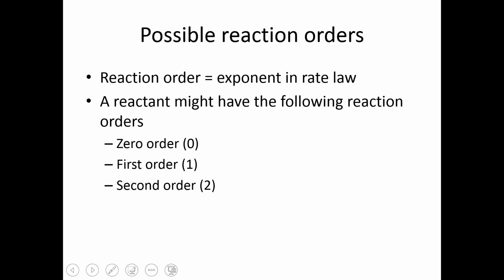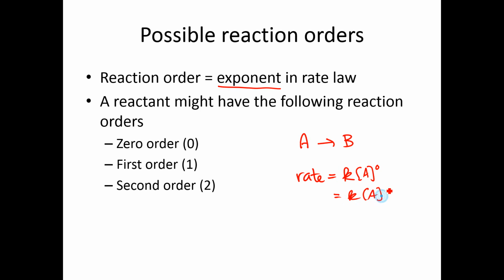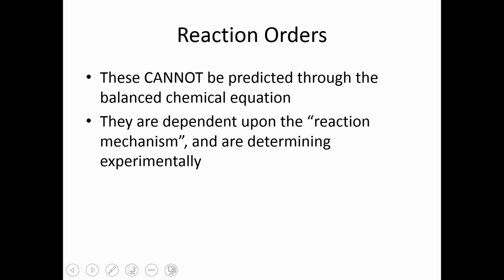So, possible reaction orders, and remember, reaction order is the exponent in the rate law. A reactant might have any of the following reaction orders. It could be zero order, first order, or second order. So if you have a reactant A turning into B, the rate law might be k times [A] to the 0, or it could be [A] to the 1, or [A] to the 2. Those are the three possibilities for the exponent in the rate law.